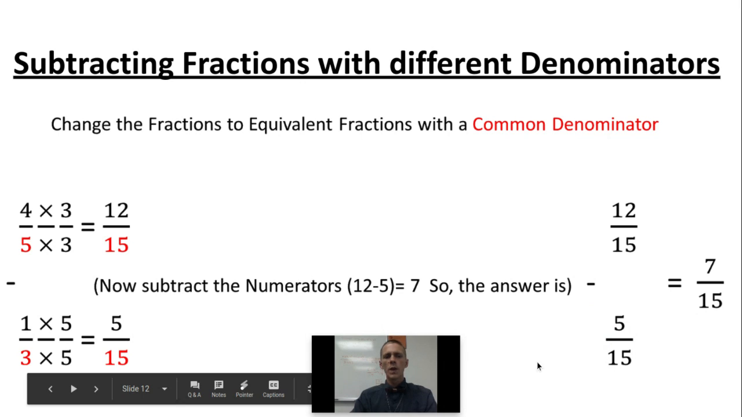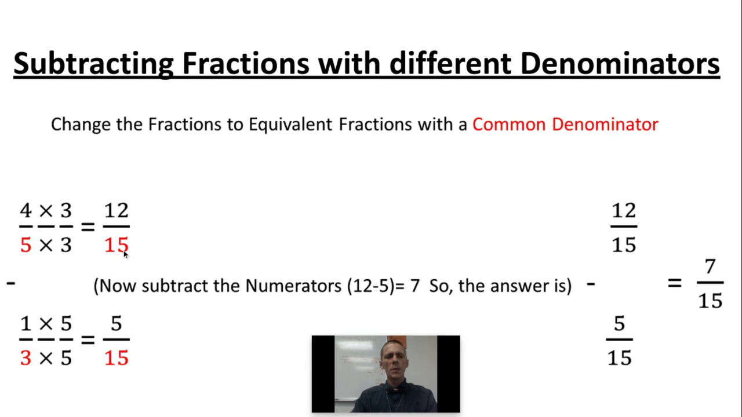Bam. So what we're going to do is take 4/5 and 1/3, and we're going to raise them. Now our common denominator was 15. So 5 times what number will give you 15? Well, 5 times 3, because 5 times 3 is 15. Now whatever you do to the bottom, remember, you do to the top.